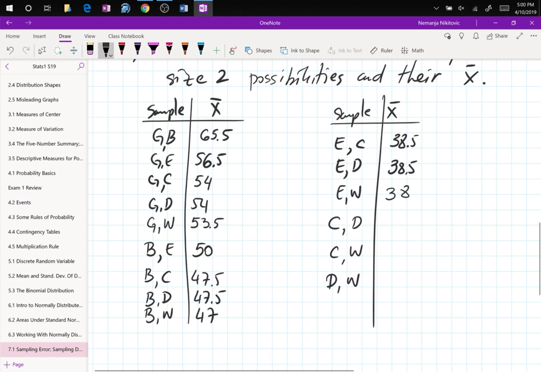CD, so they're just averaging 36 both, so that's easy. 36 plus 35, that's going to be 35.5 because that's the number that's in the middle. And finally, DW, also 35.5.